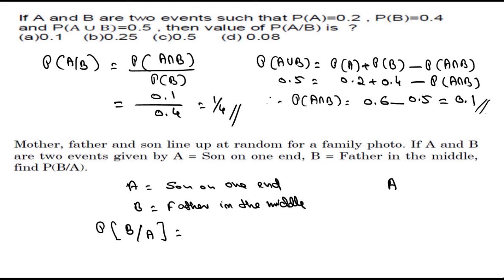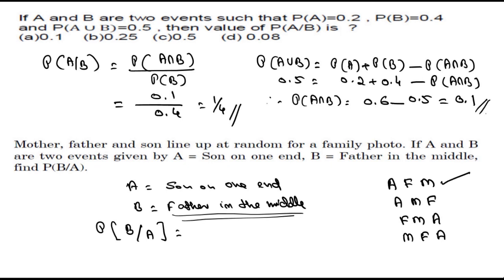Son is A. Father, mother, or mother, father. In both, the son is on one end. Then the son can be on this side also, so father, mother, mother, father, son. These are the 4 cases where the son is on the end. So in these 4 cases, how many times is the father in the middle? Two cases, which are favorable to B, father in the middle.